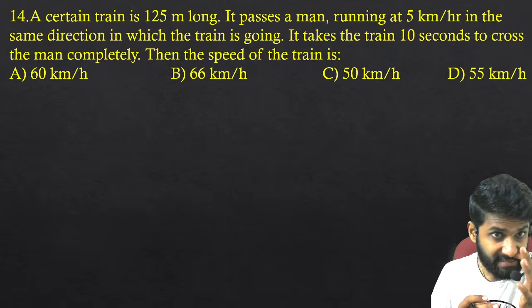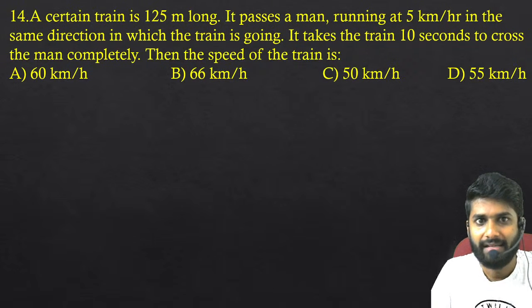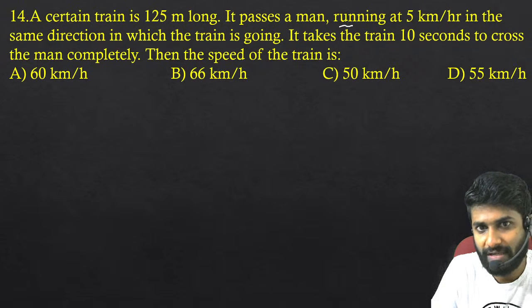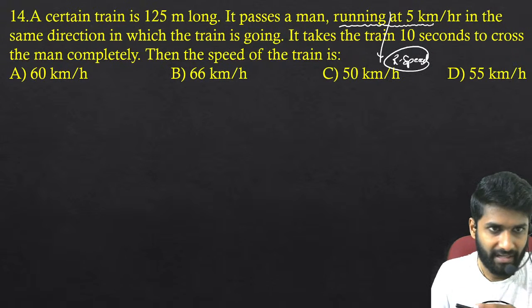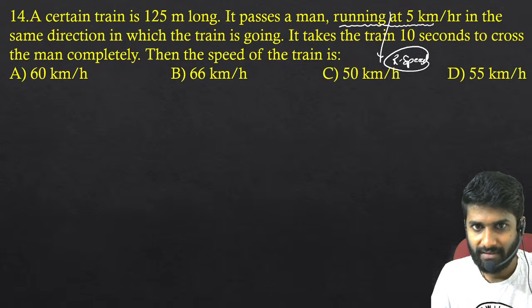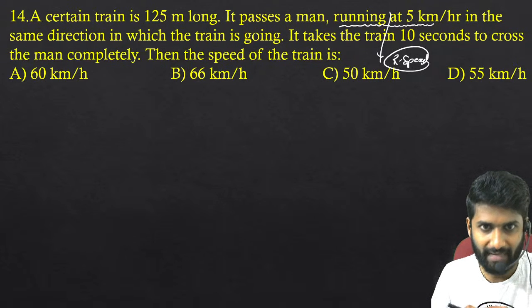Next one. A certain train 120 meters long passes a man. See guys, the man is in motion. If any two objects are in motion, it definitely deals with relative speed. The man is moving in the same direction in which the train is going. It takes the train 10 seconds to cross that man completely. Then what is the speed of the train?